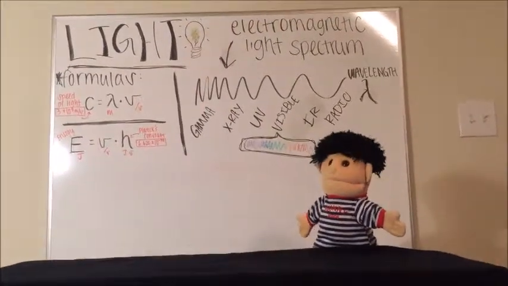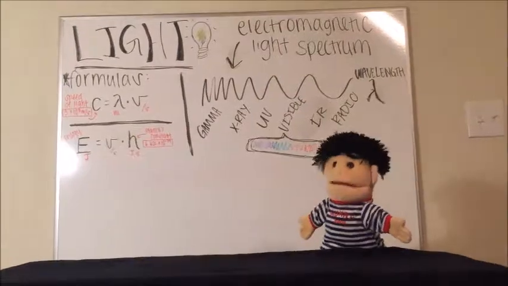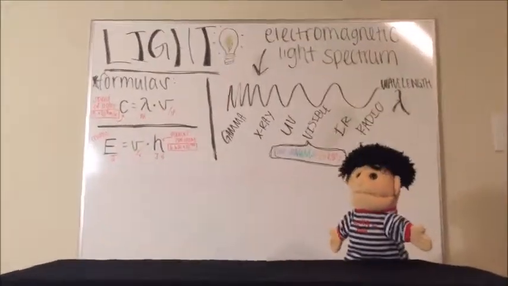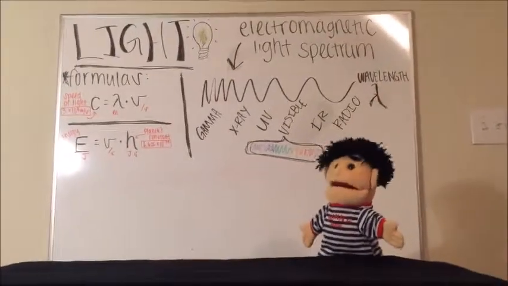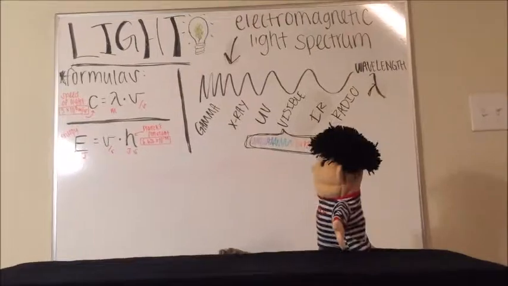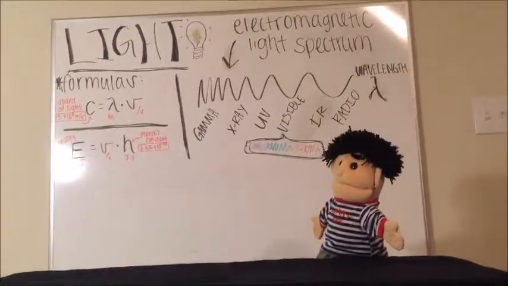Remember, I'm going to X your voice in my radio. Gamma waves are the smallest wavelength, but have the greatest frequency, while radio waves are the largest, with the least amount of energy. Here are some good formulas to remember.